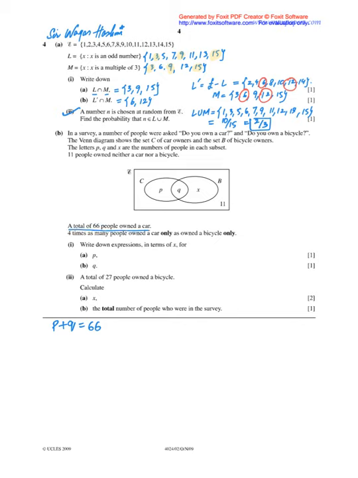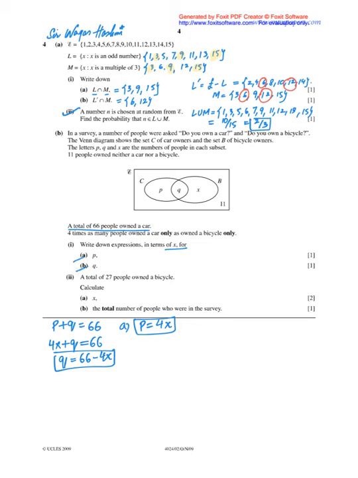4 times as many people own a car as own a bicycle only. So the number of persons who own a car, that means P, is 4 times those who own a bicycle, right? So write down an expression in terms of x for p. That is your first part answer, that p equals 4x. Now for q, we know that p plus q equals 66, and I'm going to place the value of p here. P is 4x, so 4x plus q equals 66. You can say that q equals 66 minus 4x. That is your b part answer.